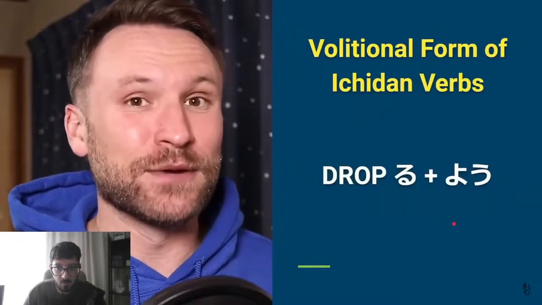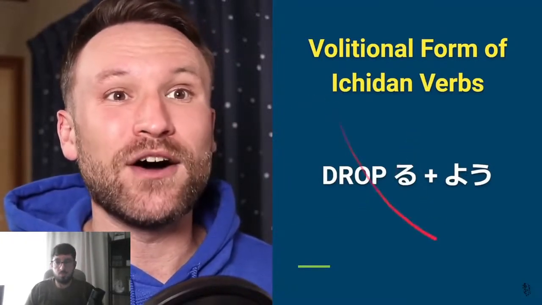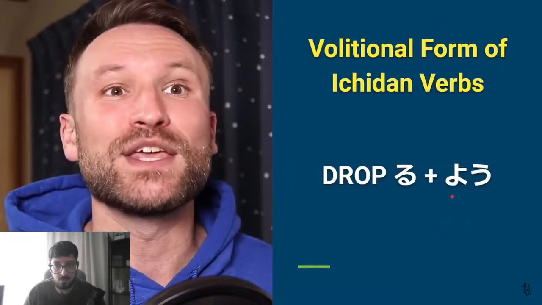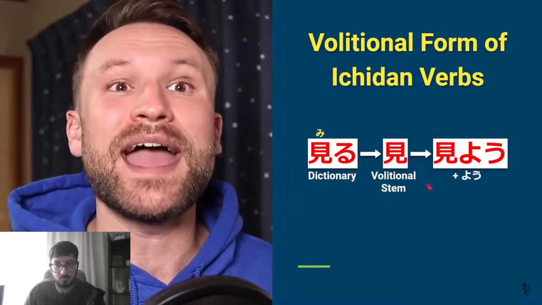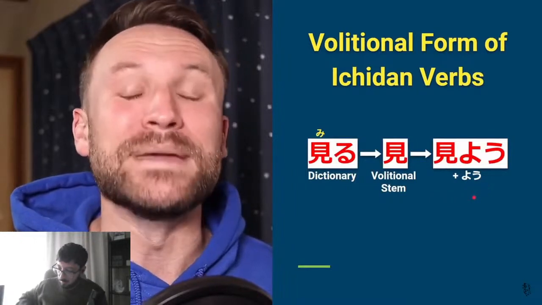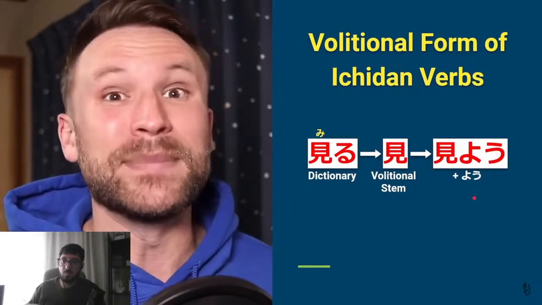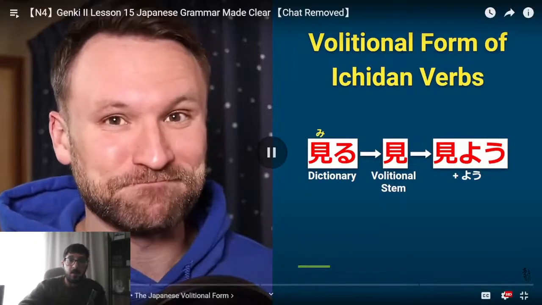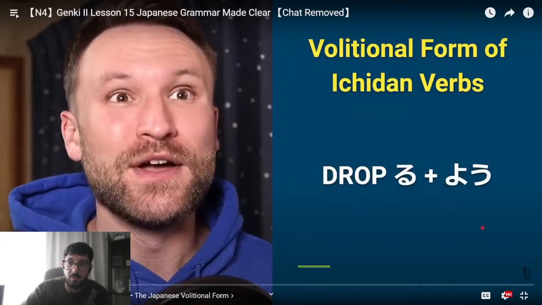For ichidan verbs, and remember, those are ones that end in the sound iru or eru, all you have to do is cut off the ru and add yo. For example, miru: you cut the ru and add yo. Miyo. So before we had aruko, that means let's walk. Miyo means let's look. You add the yo.